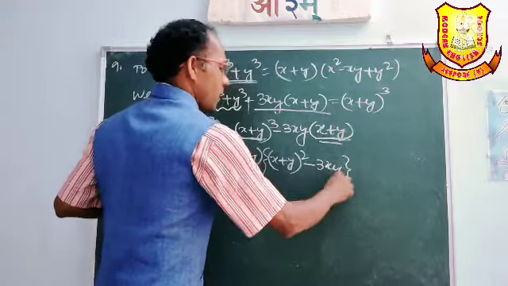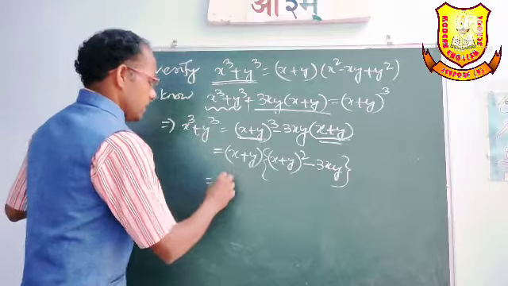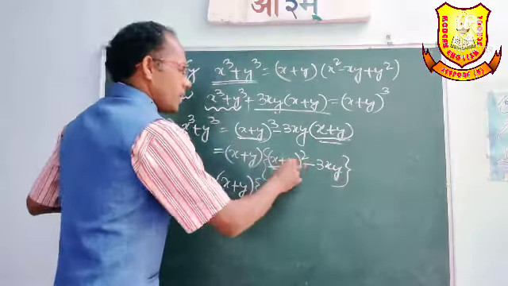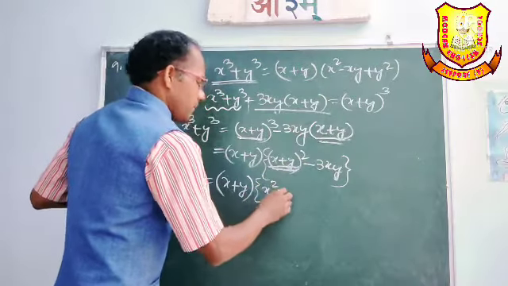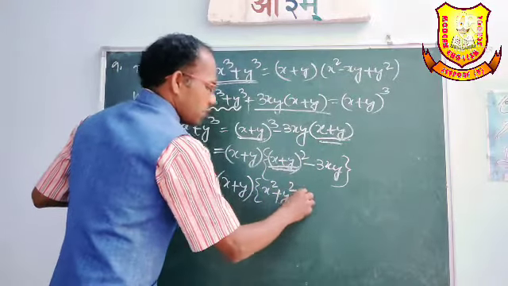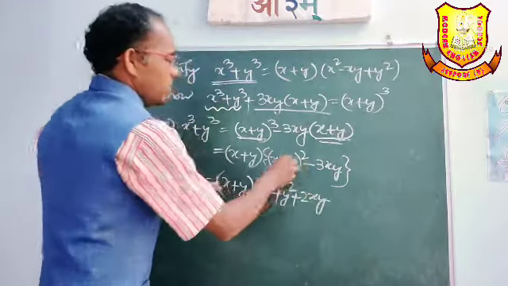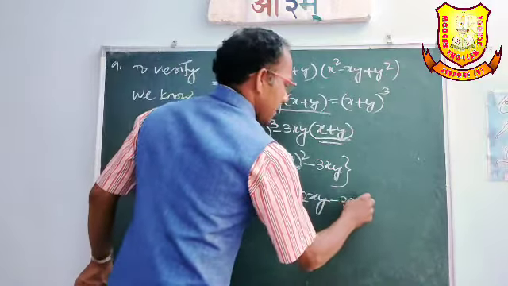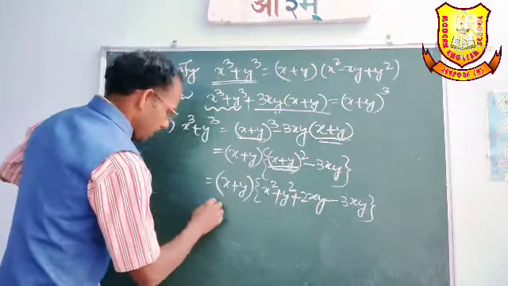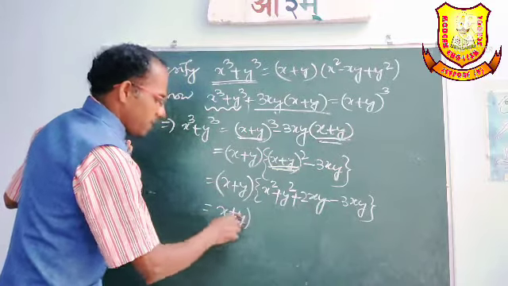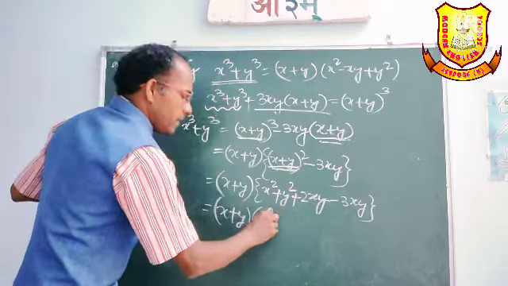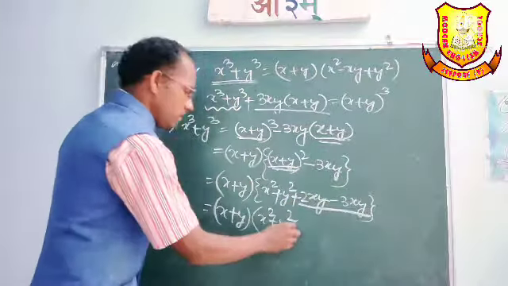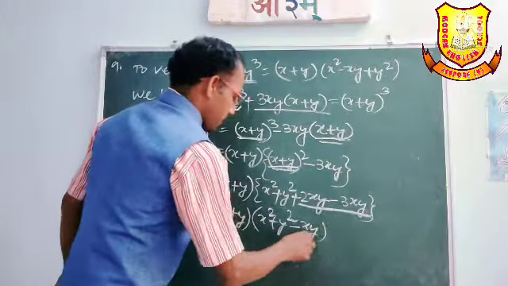(x plus y) whole square equals x square plus y square plus 2xy, like (a plus b) whole square is a square plus b square plus 2ab, and minus 3xy. So that is equal to (x plus y) whole into x square plus y square plus 2xy minus 3xy, that is equal to minus xy. Very good.